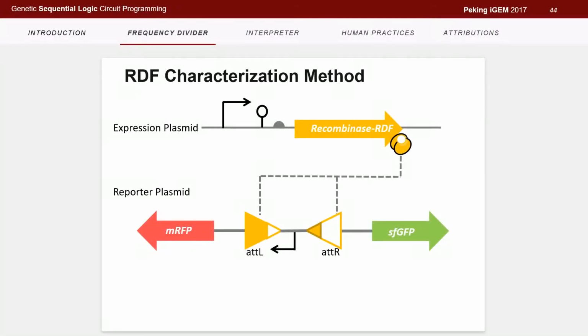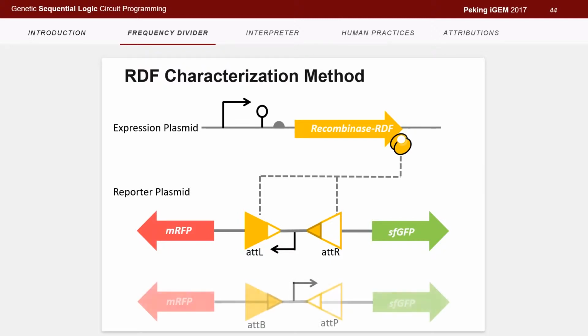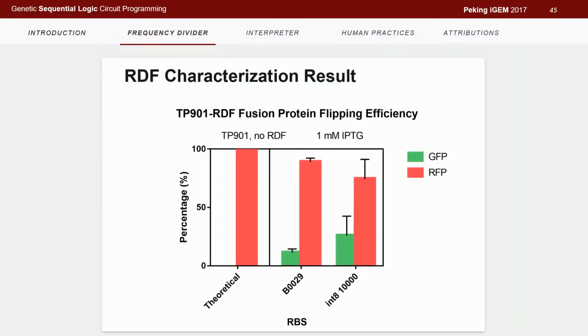We then did similar characterization of recombinase-RDF fusion proteins. Fluorescence shift is set opposite to before, from RFP to GFP. Theoretically, when no RDF is present, the recombinase itself cannot flip back the sequence fragment, but we observed a significant portion of the cell group expressed GFP. We conclude that recombinase-RDF fusion proteins are functional, but need more fine-tuning work.